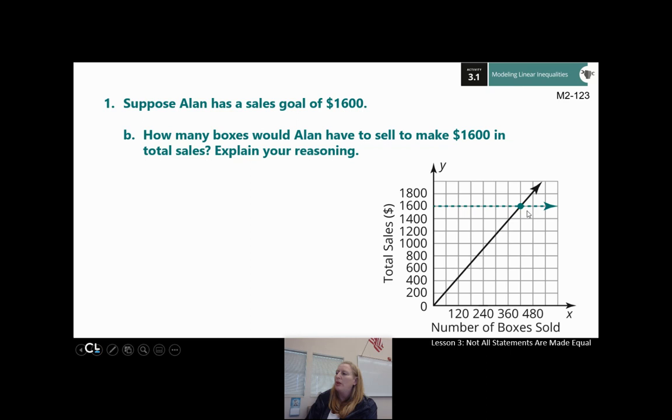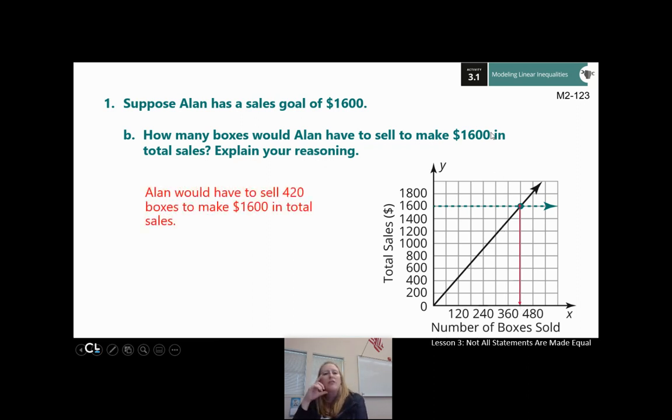So this is the point, right? And I know that's $1,600, but I want to know how many boxes. So I'm going to drop a line straight down to my x-axis, and it looks like we're counting by 60s here. So if that's 360 plus another 60, that would be 420. So it looks like Alan would have to sell 420 boxes of popcorn to make $1,600 in total sales.